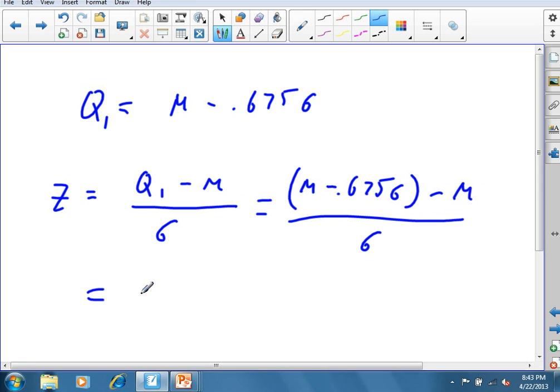Looks like it's going to be minus 0.675, because the mu's go away and the sigmas go away, and I only have minus 0.675 left over. So it doesn't matter what the Q1 is, the standardization is going to be the same, minus 0.675. Right, that was 19.